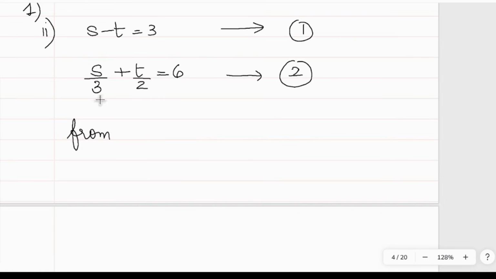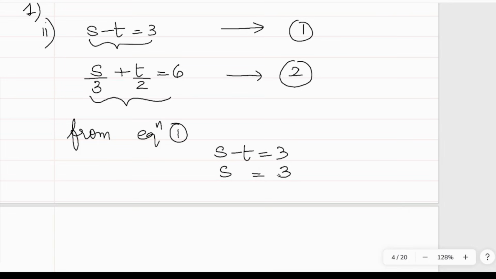So, this equation is a little bit complicated one. For me, I feel this is a very simple one. So, I will go with equation number 1. From equation 1, what I am going to do? I am going to convert that value s minus t equal to 3, that I can write as s equal to what? 3 plus t. This equation I am going to name it as equation number 3.